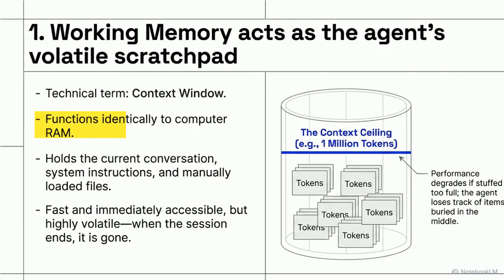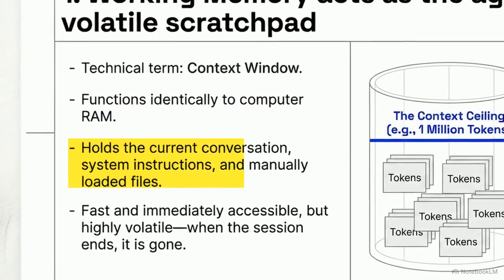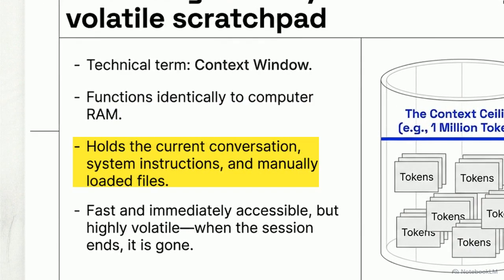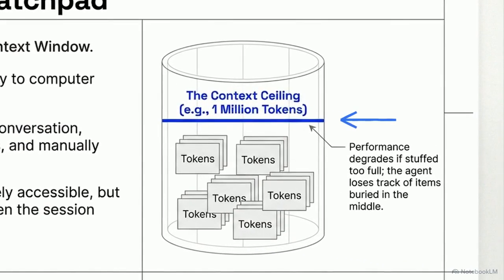The first pillar is working memory. Think of this as the agent's active scratchpad or computer RAM. It holds the immediate conversation, system instructions, and any manually loaded files. Notice the blue line at the top. That represents the context ceiling.